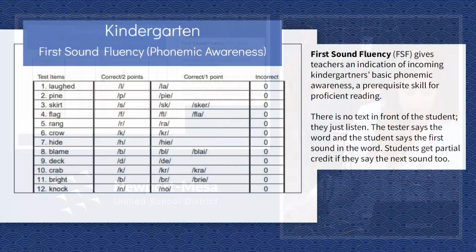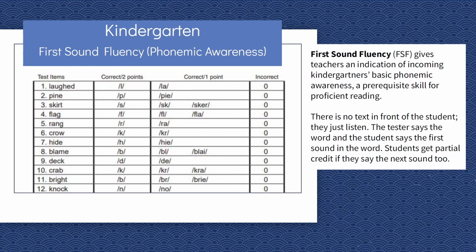So what happens in this assessment is the teacher would say the word laughed, and the student has to identify the sound at the beginning of the word. So this is assessing whether or not they can hear that there are different sounds making up a word. And so this assesses phonemic awareness.